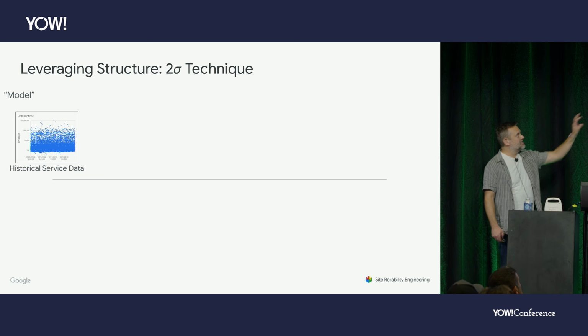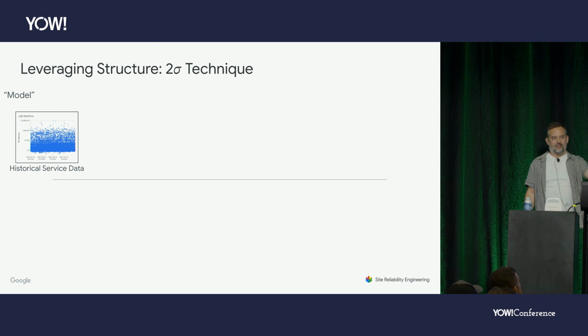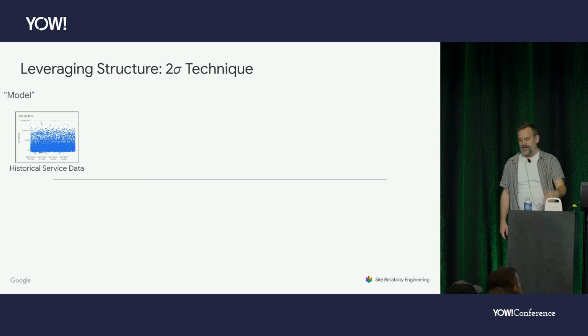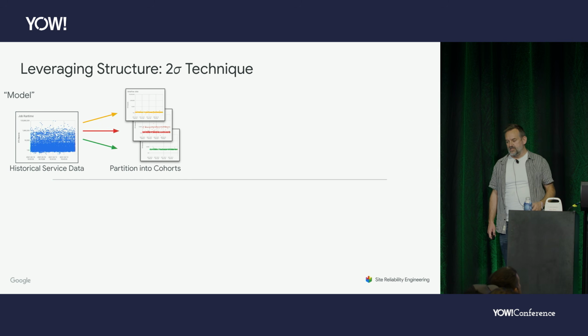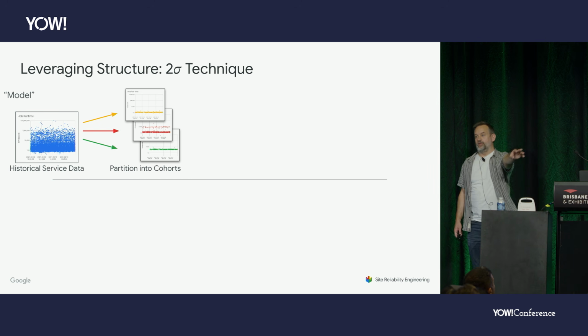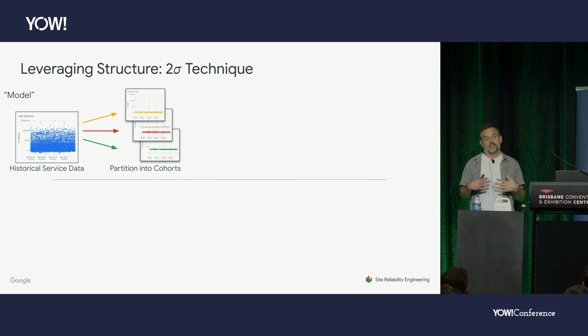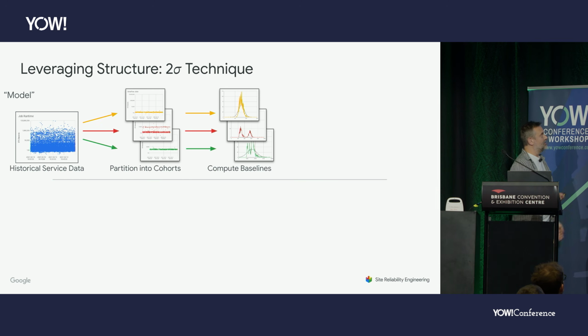So here's our historical service data. As I say, this is all in logs. We can query those logs using SQL. We also have that data in Monarch, so we can query it using time series tools as well. But what we're fundamentally doing is we partition it into cohorts. Our cohorts are app versions. So every time you deploy a new version of your app, that's a new cohort for us. And those cohorts are going to behave in different ways.